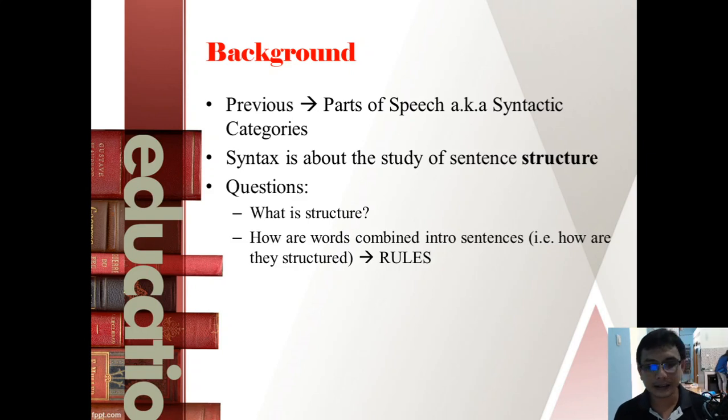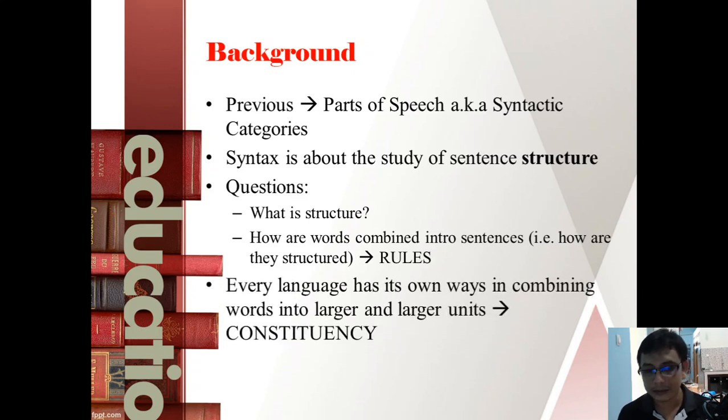Now, some questions arise: what is structure? And how are words combined into sentences? That is, how are these words structured? And when we are talking about this, we are going to talk about rules. Every language has its own way of combining words into larger units, and these larger units will also develop into even larger and larger units. When we are talking about this, we are talking about the concept called constituency.